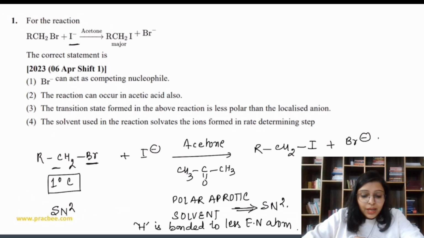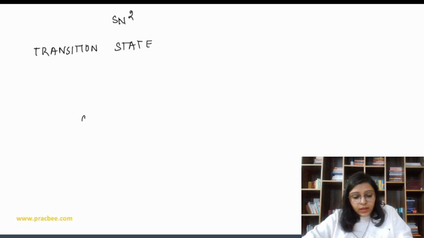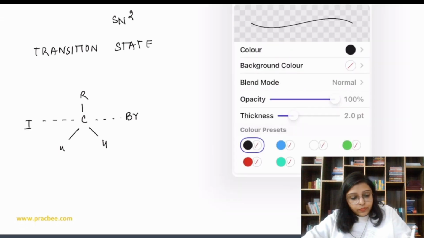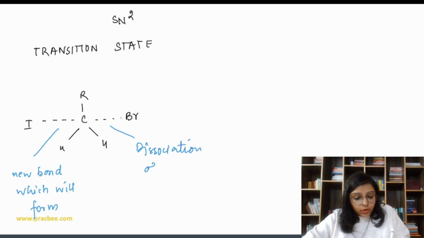The first statement says Br minus can act as a competing nucleophile. No. Why is it not true? Because in SN2 we have the formation of a transition state. If we say we have C, this is R, this is H, this is H, and here Br and here I. So it means carbon-I, this is the new bond which will form, and this is the dissociation of the old bond. Old bond.